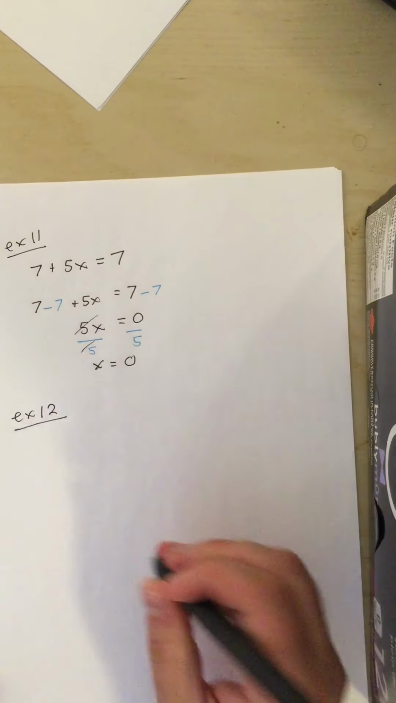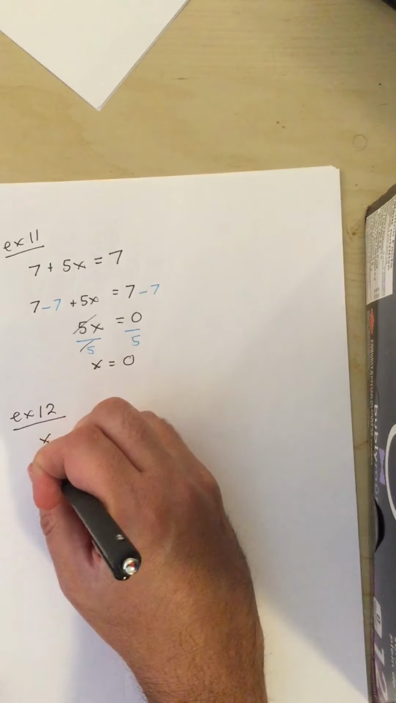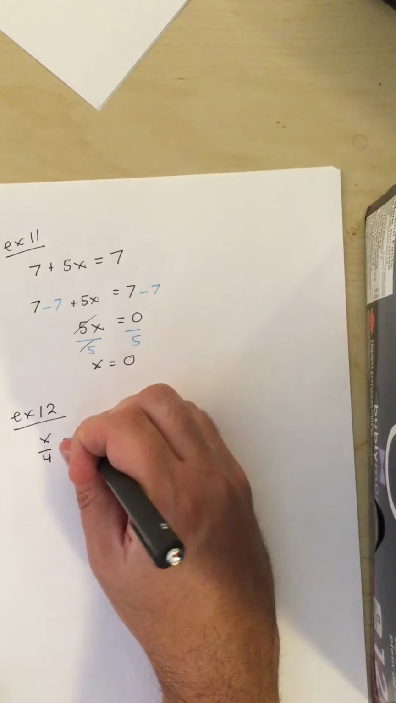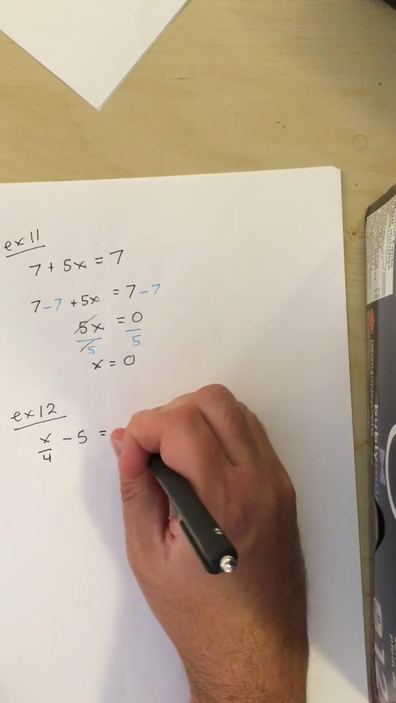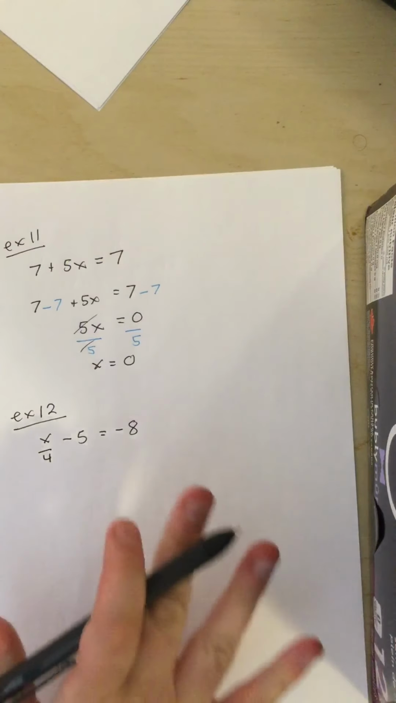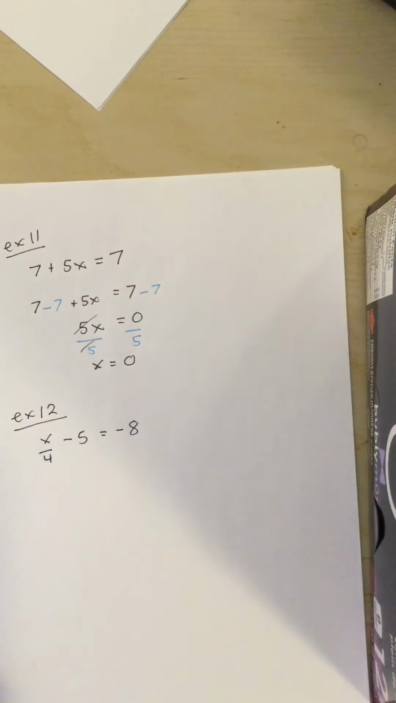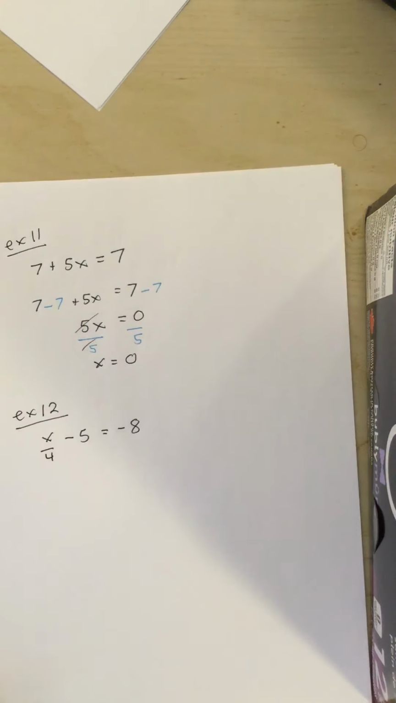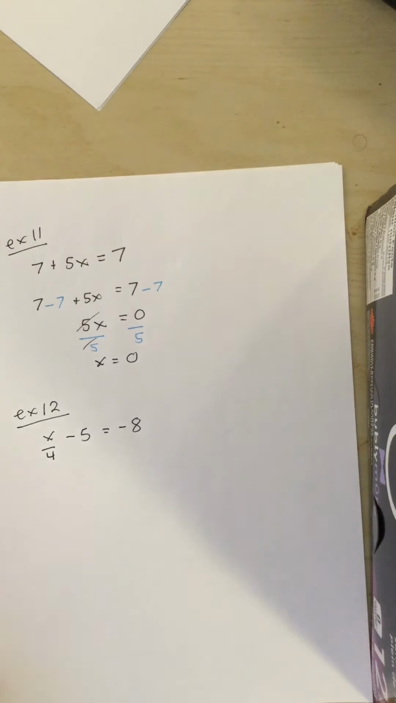Let's do 12. x over 4 minus 5 equals minus 8. The next 3 examples I'd say are not critical. If you get this, you could stop watching the video. But if you want a couple more examples, I'm going to do about 3 more examples.